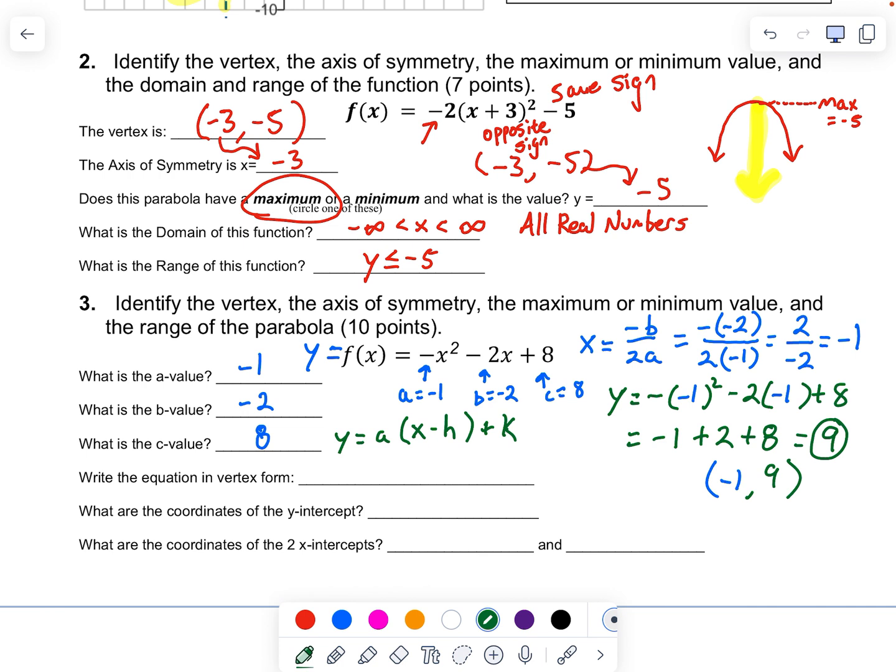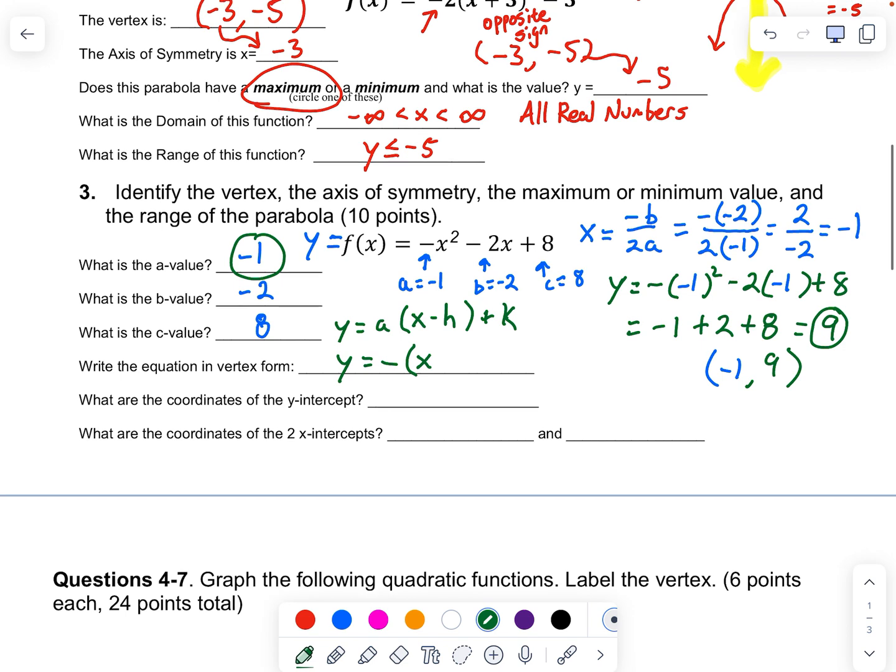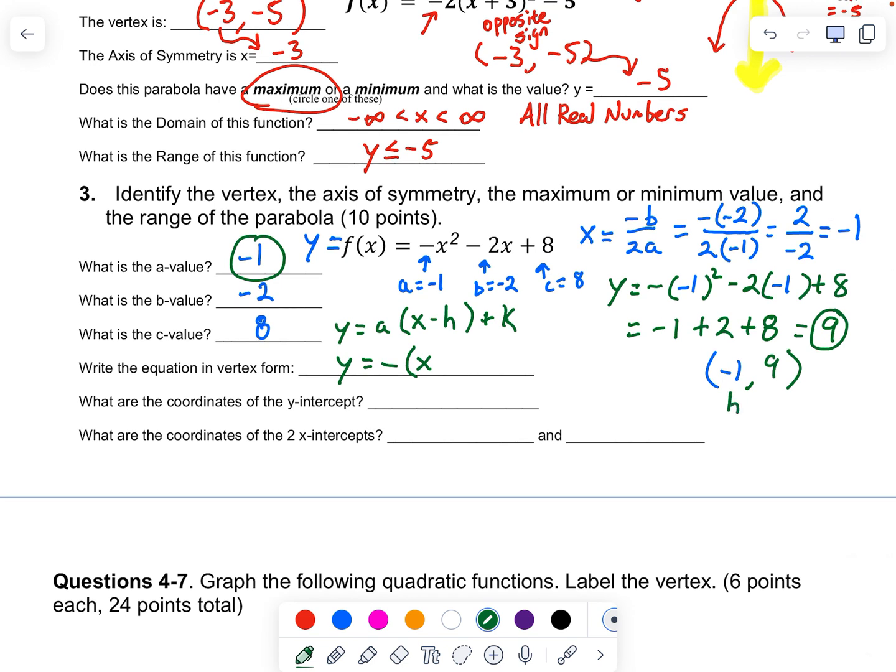So the a value is the same in standard form as in vertex form, right? It's still the a value, and we already found the a value to be -1. So we can write -1 or just negative, and then put our parentheses. Our vertex was at -1, right? And so if I'm plugging in -1 for the h, because this is h comma k, that's negative 1, which gives us a positive 1.